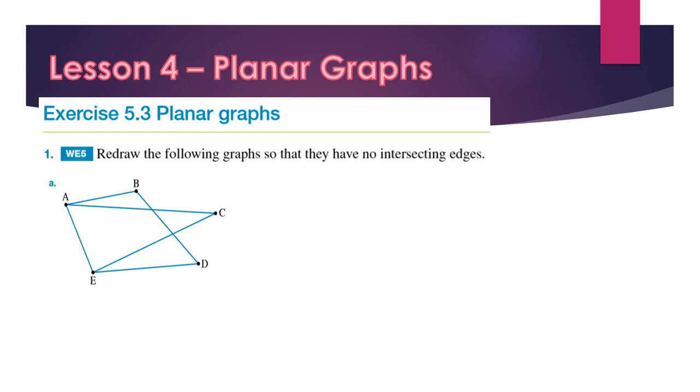Here's a typical question from the exercises we're covering in this video. Exercise 5.3, we've got this graph here, and you can see you've got A, C, E, D, B, and we've got an X there, an intersection.